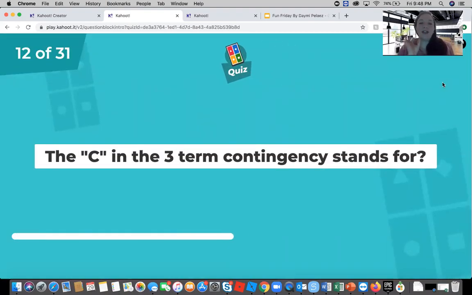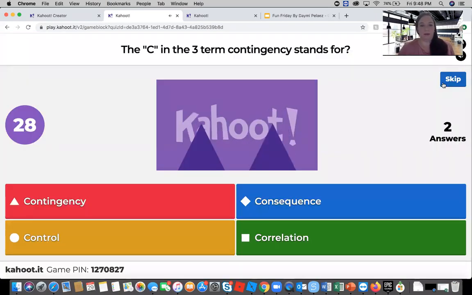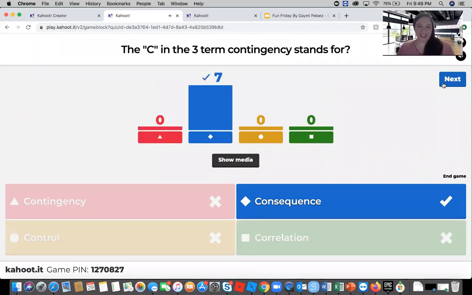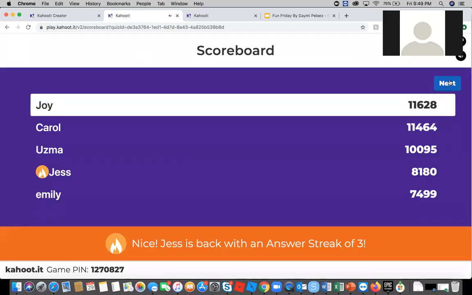The C in three-term contingency stands for what? Go, go, go. You can do it. Fast, fast, fast. Awesome. Everyone got this one 100%. I'm so proud. Woo-hoo! Way to go, guys.